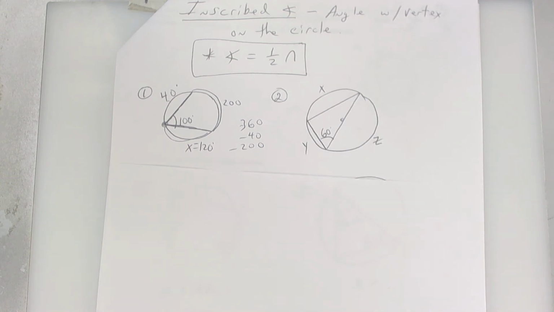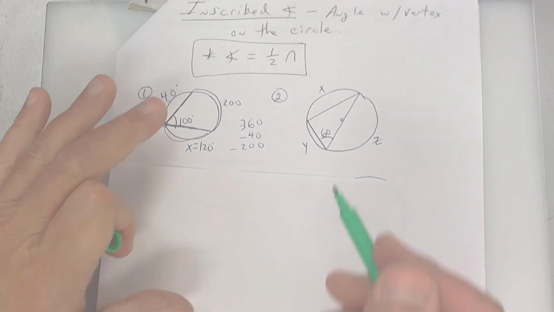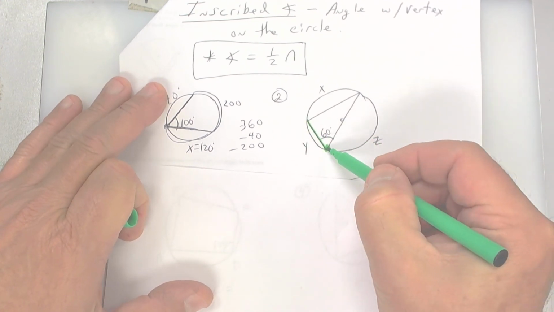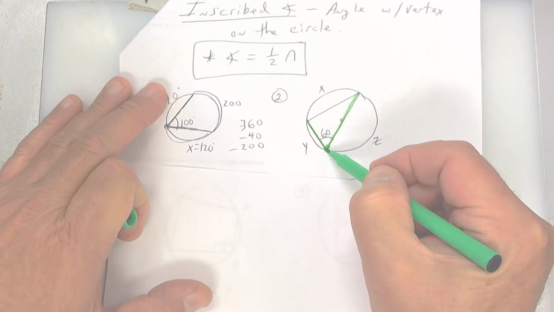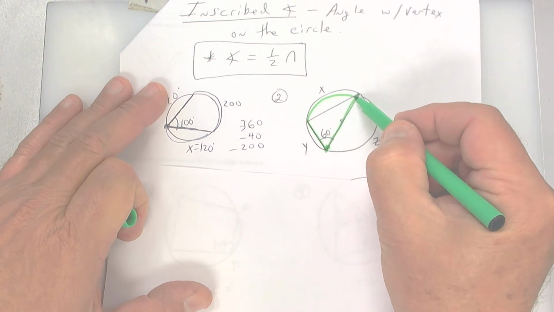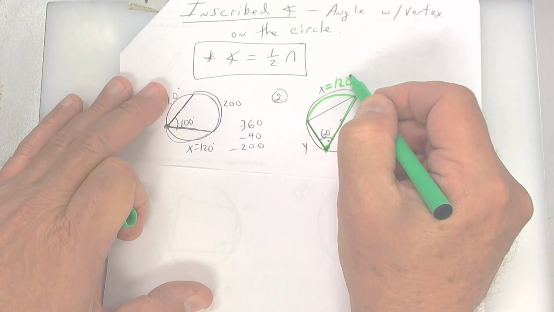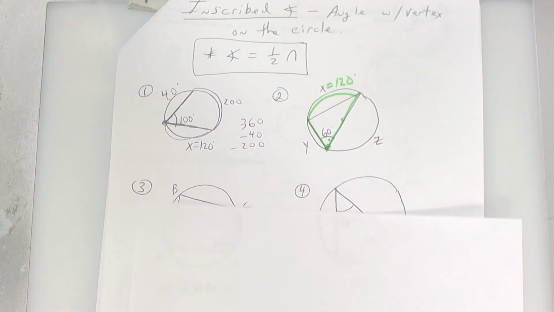Number 2. Take a look at this one here. Here's your inscribed angle right here. This angle right here is inscribed because the vertex is on the circle. So this arc right here is twice that, so 2 times that is 120 degrees. So those are pretty easy. Let's keep moving.